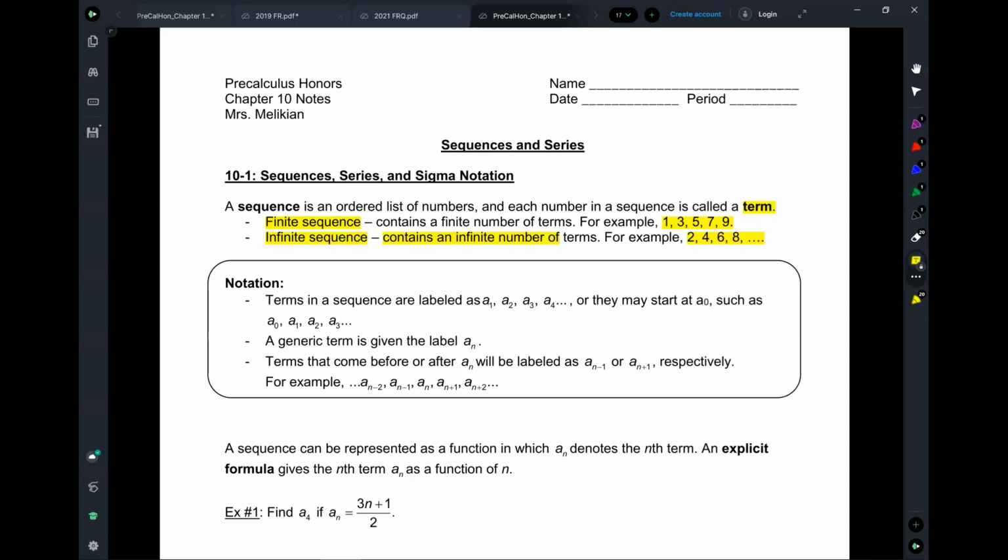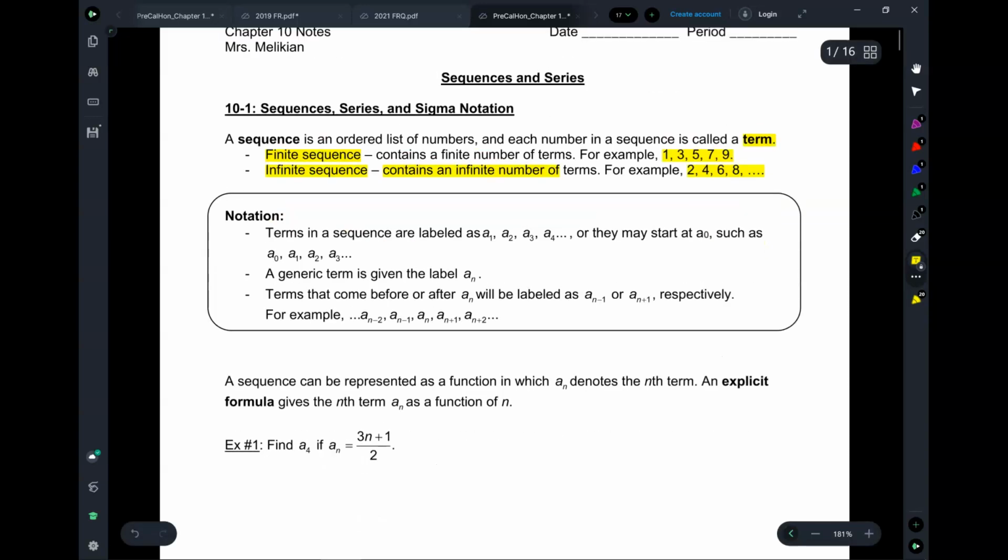That's an infinite sequence. Now, terms in a sequence are labeled A1, A2, A3, A4 with subscripts. Okay, just like in a matrix, right? You had like A11, A12, right? These are like their names. Or instead of starting at A1, you might start at A0, right? Like this.